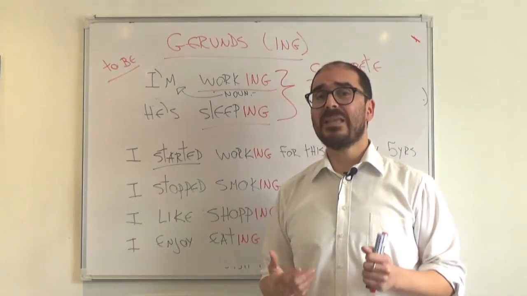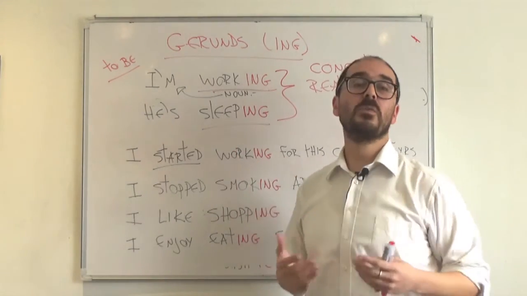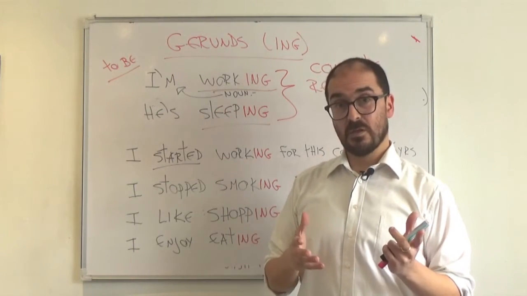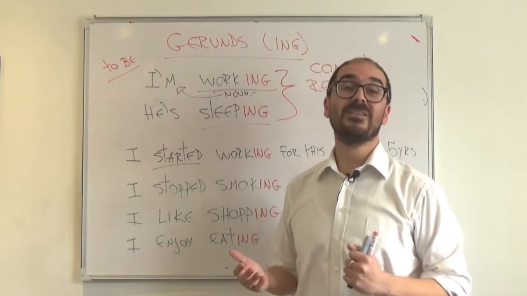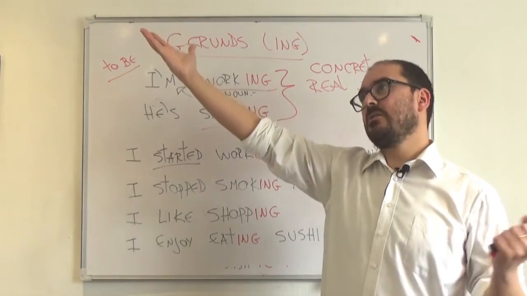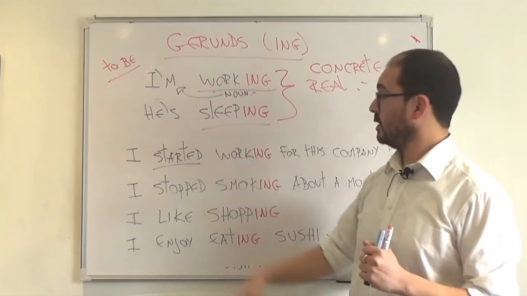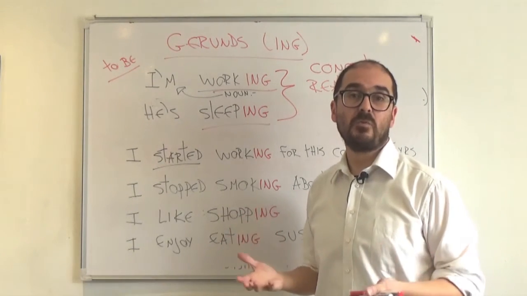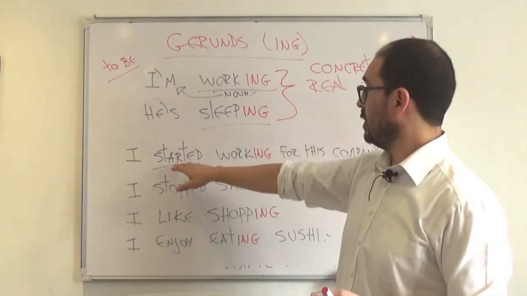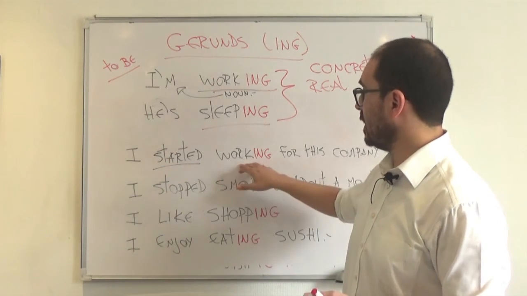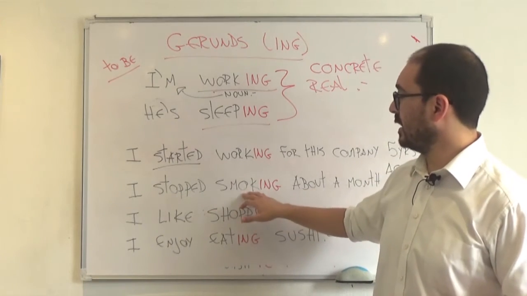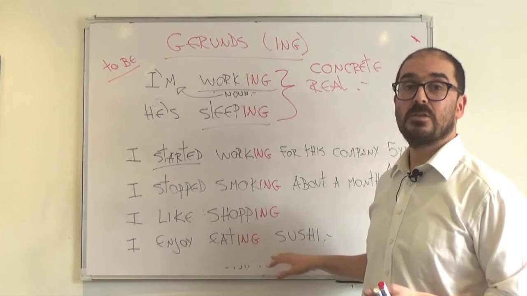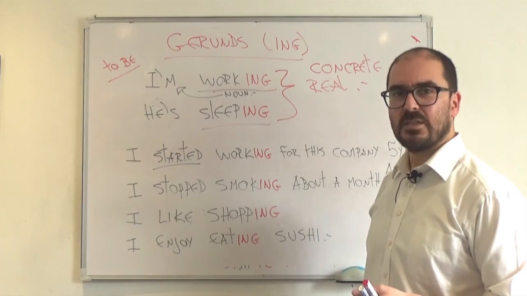And that's going to be the main difference between this idea and the one we saw in the previous video. When we combine ideas and we use infinitives, we're talking about things which aren't real yet. Ideas, projects, concepts. When we use gerunds, on the other hand, we're talking about real things, concrete things, okay? Things happening right now. And we can do this. I started working. I stopped smoking. I like shopping. I enjoy eating sushi. I do enjoy eating sushi a lot.